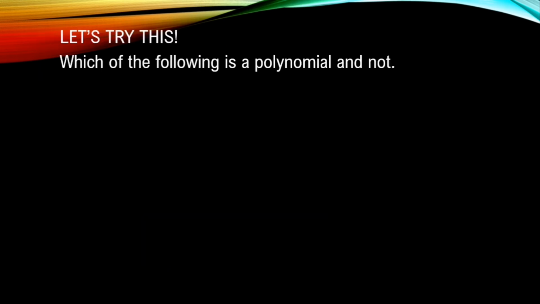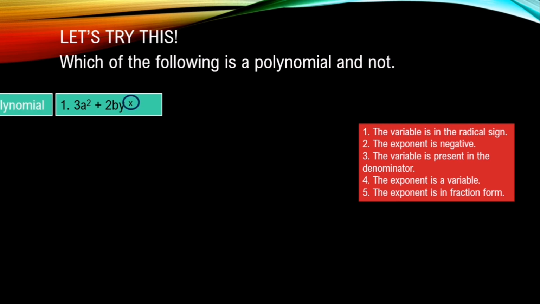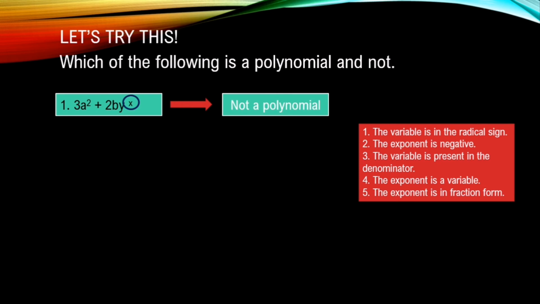Let's try this. Which of the following is a polynomial and not a polynomial? These are the statements that will help us tell that the given algebraic expression is not a polynomial. Number 1, 3a squared plus 2b y to the power of x. Is there a statement from the right side that tells us that the given is not a polynomial? Yes, there is. It satisfies rule number 4. The exponent is a variable.